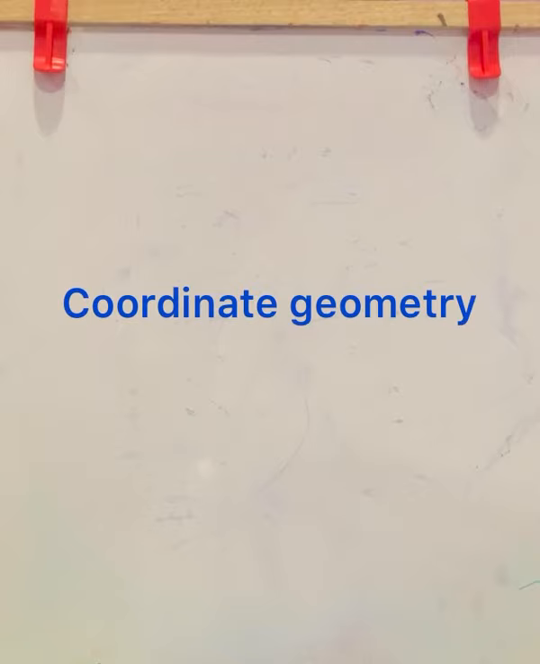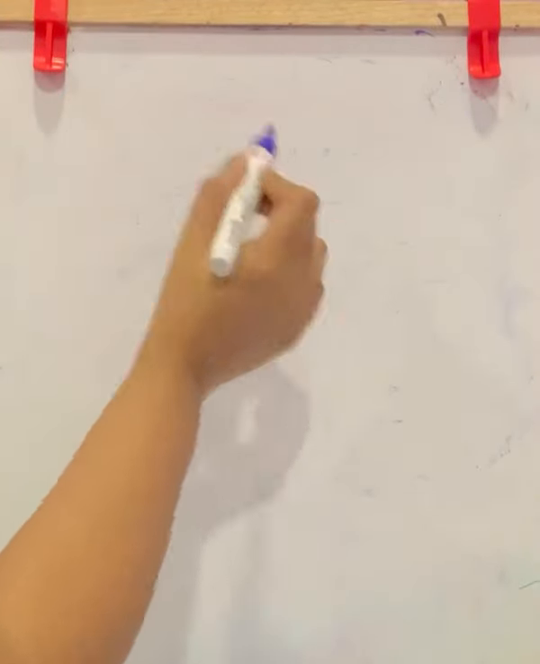Namaste. Today we are going to learn a new chapter, that is coordinate geometry. In this chapter, we will look at how to locate a point in a plane surface. We know that to locate a point, if you want to say what is the position of this point, you need two axes to mention this location.